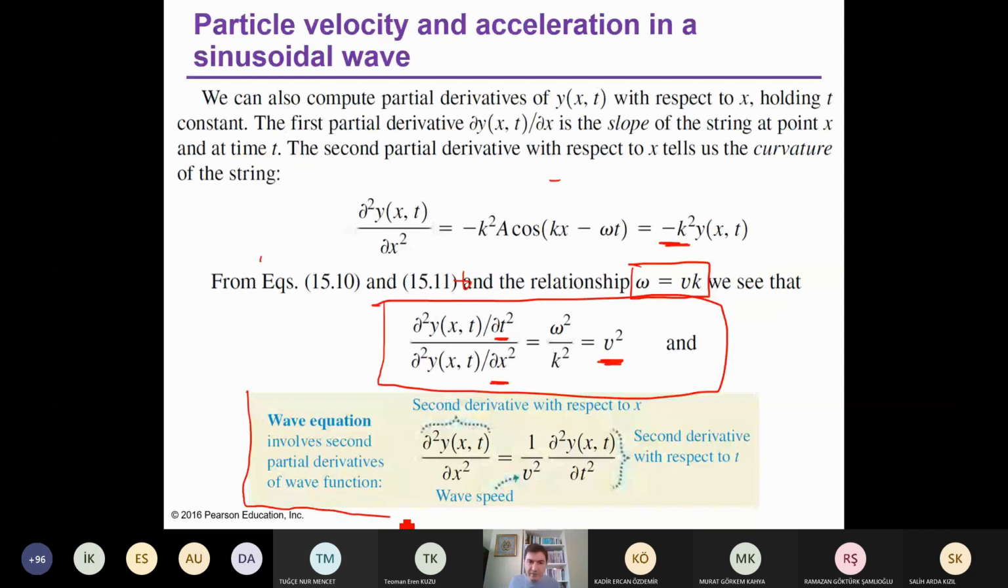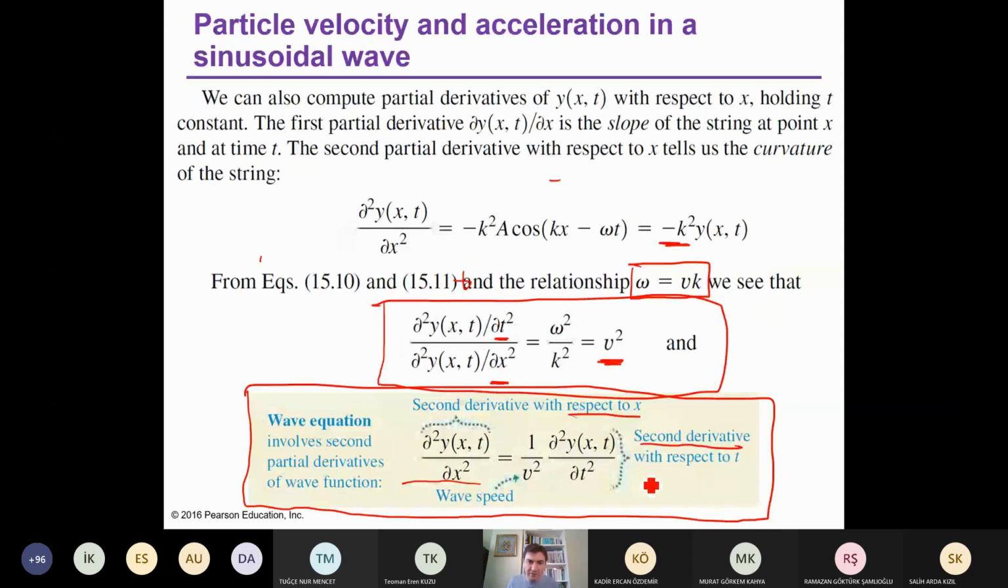So we have the second partial derivative of the wave function with respect to x on the left side. And here we have the second partial derivative of the wave function with respect to time. And we have this one. v is the wave speed. This is the wave equation, and it includes both second partial derivatives. Any question here?